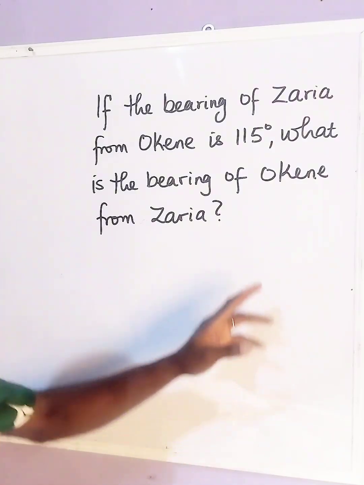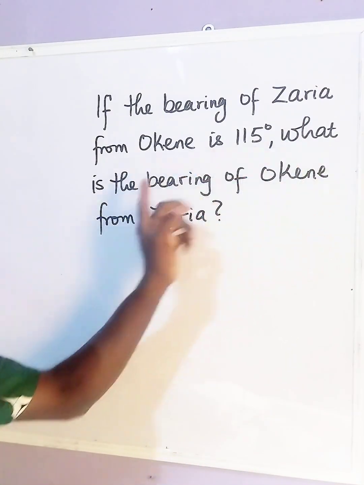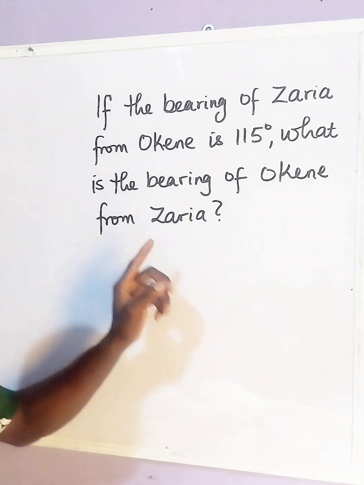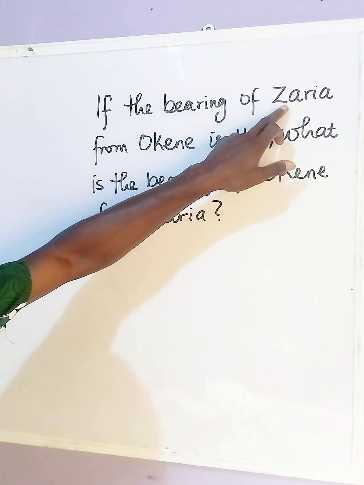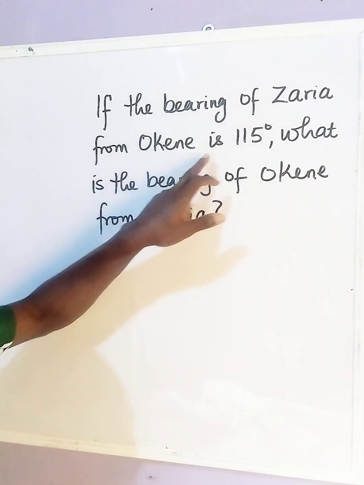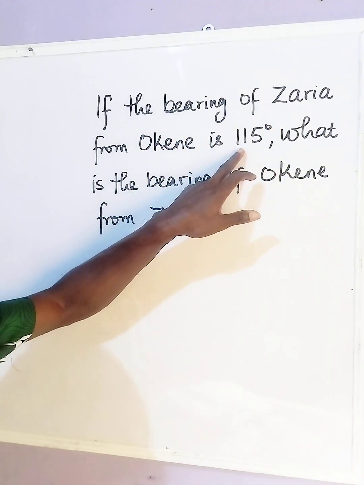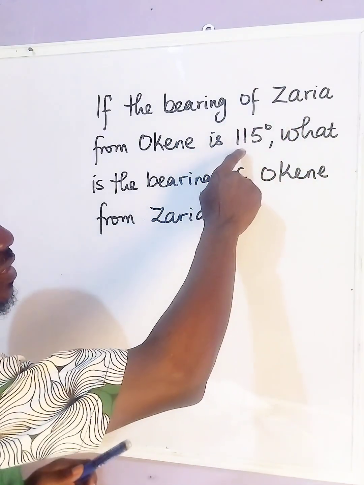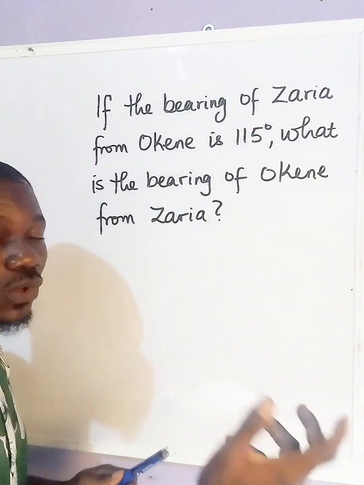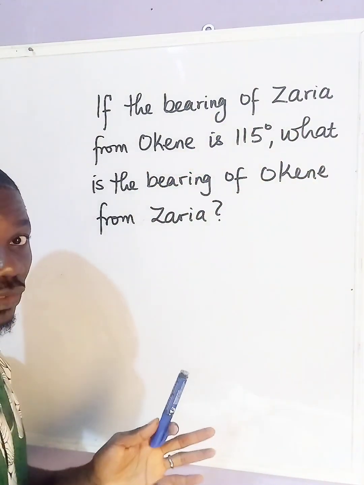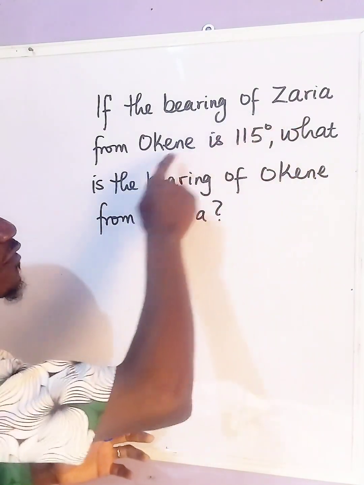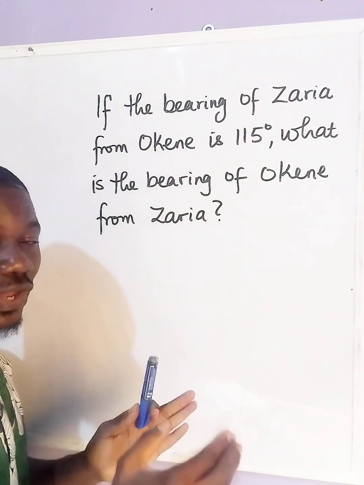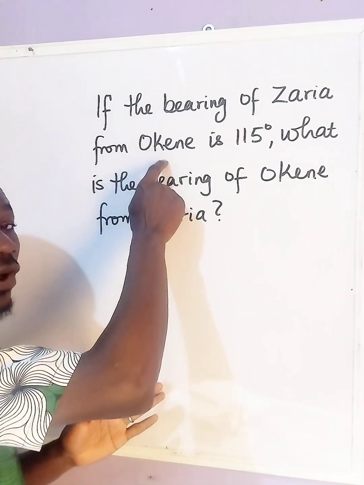In this question, how do we find the bearing of Okene from Zaria? Take note that the bearing of Zaria from Okene is 115 degrees. Now, take note of this: this angle tells us the angular direction of Zaria from Okene. Since it is from Okene, it means we are drawing our angle from Okene.